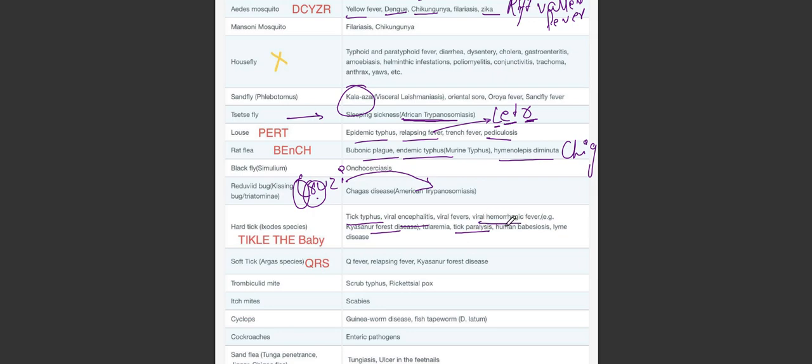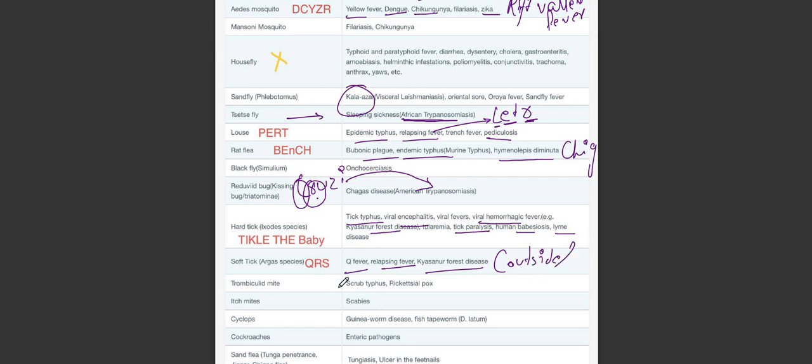H is for viral hemorrhagic fever. E for early Lyme's disease here. E for Ehrlichiosis, B for babesiosis. Then soft tick: Q fever, R for relapsing fever. All the rest of the relapsing fevers, except Borrelia recurrentis, are included in soft tick relapsing fever. And K is for KFD, which is present outside India.